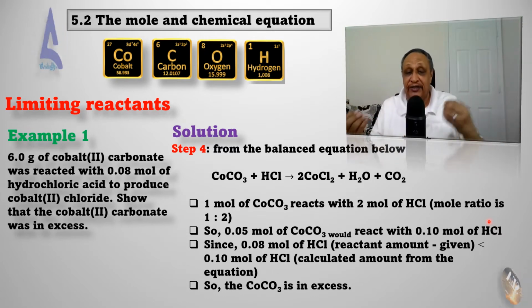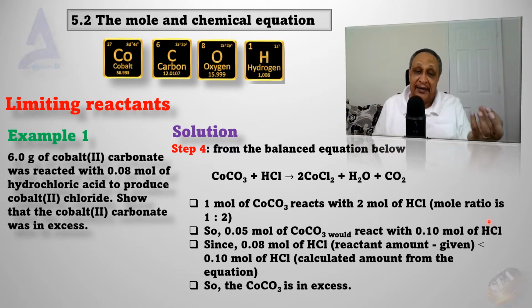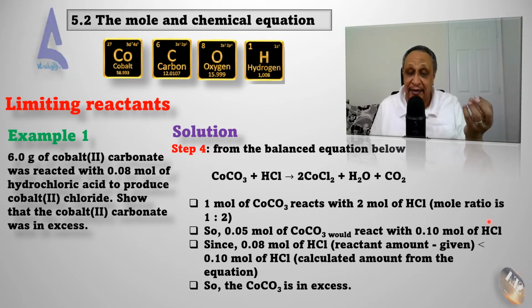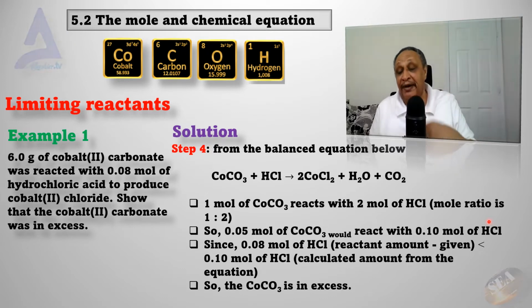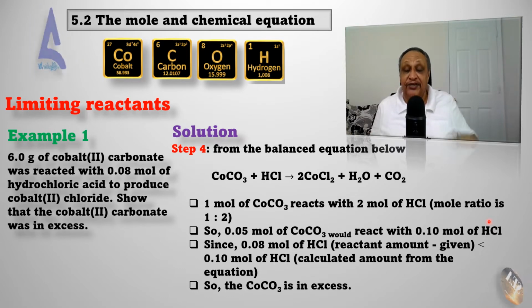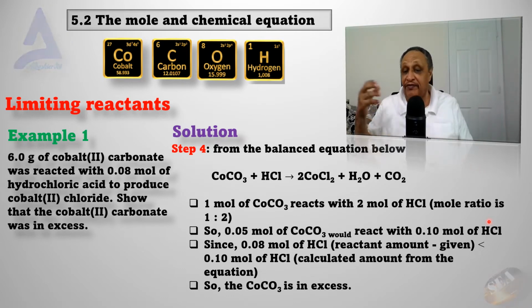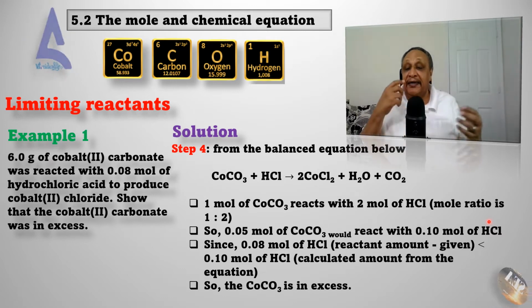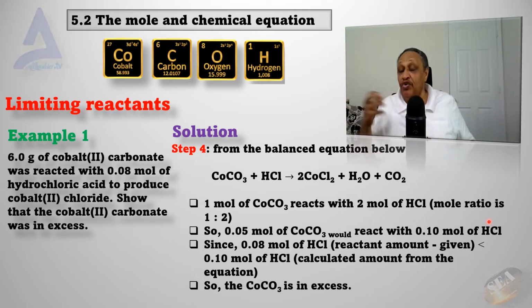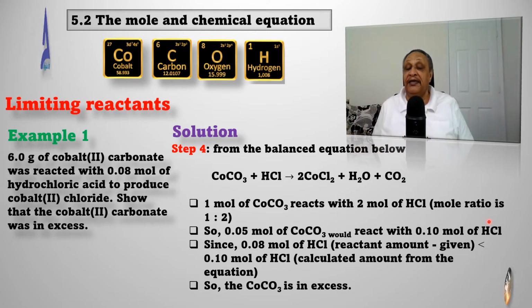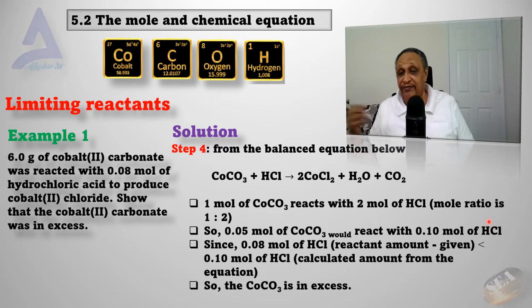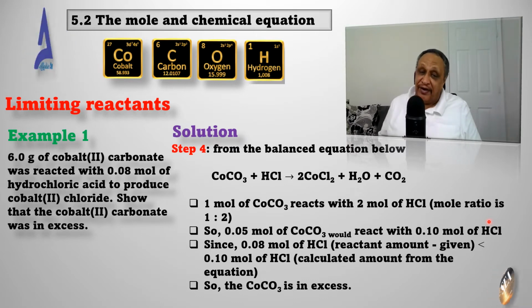So you are going to multiply the number of moles of copper carbonate by 2. You are going to have the moles required for the hydrochloric acid. So if I have 0.05 moles of copper 2 carbonate, this will be enough to react with 0.1 mole of hydrochloric acid.